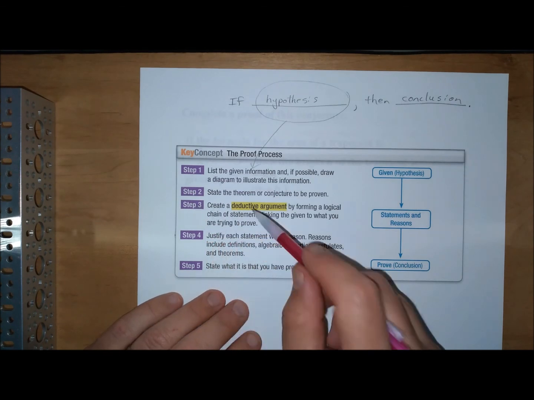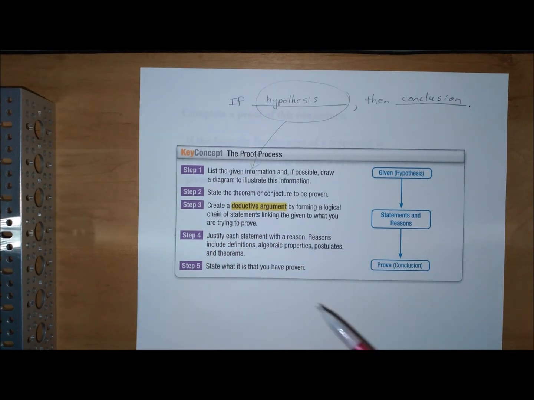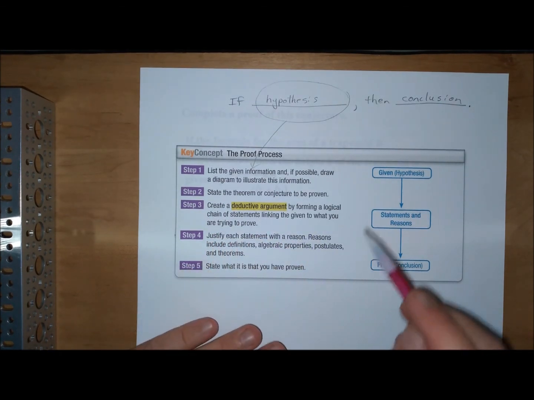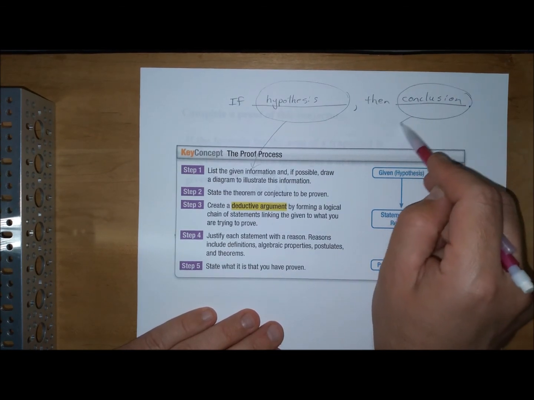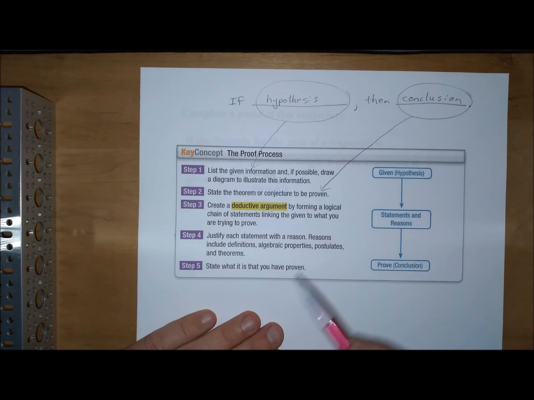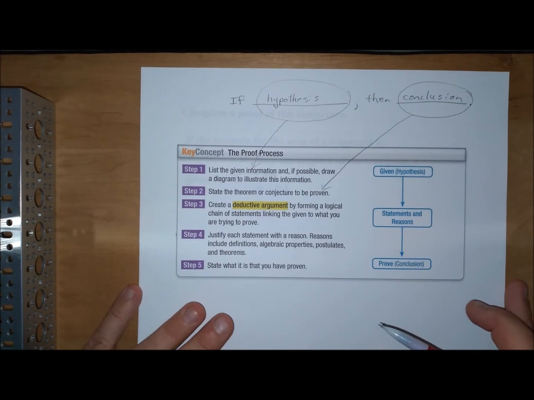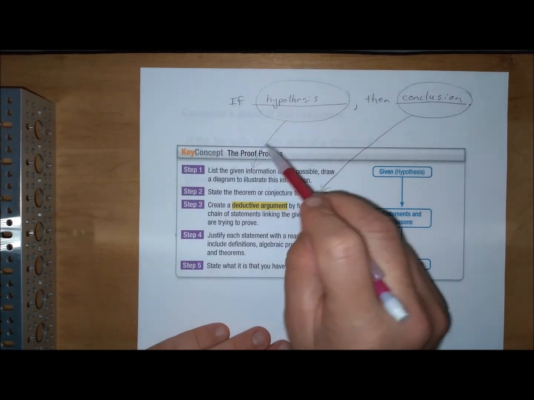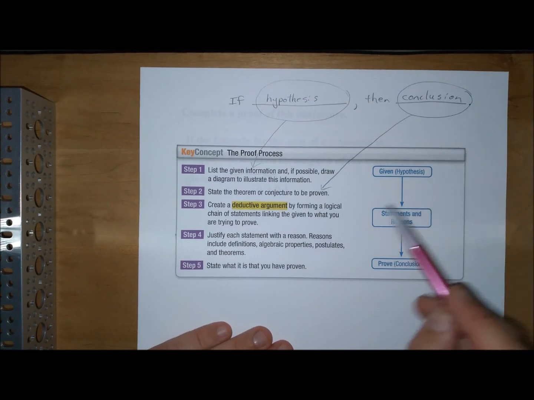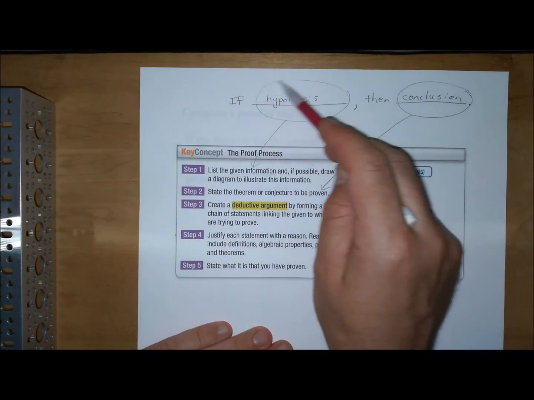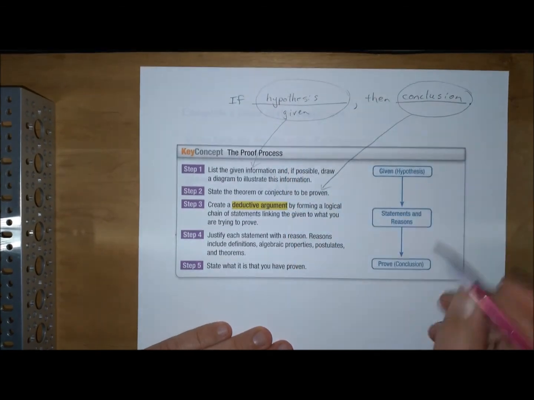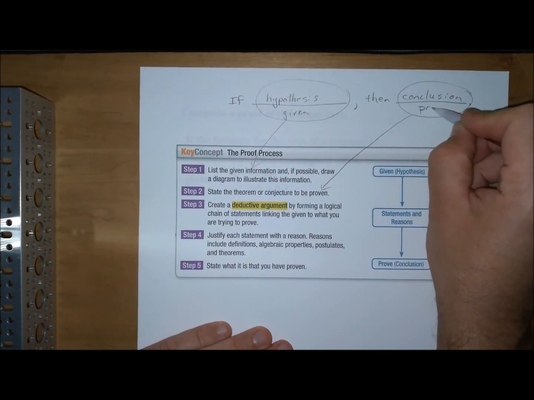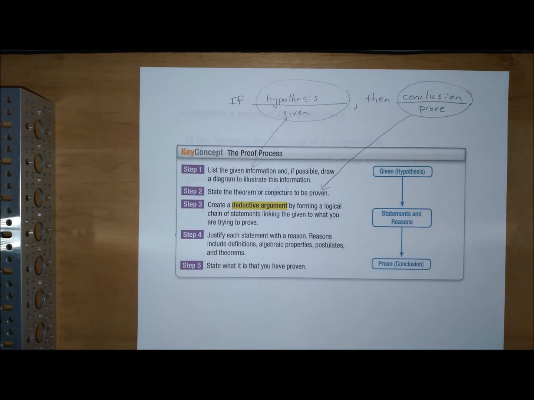And then step 2, state the theorem or conjecture to be proven. What are they asking me to prove? That will be the conclusion. That will be the bit that comes after the word then, okay? So if you see your proof written in this format, then you want to recognize that this bit's the given, okay? I'll even write it under there. And this is what you're being asked to prove, okay?